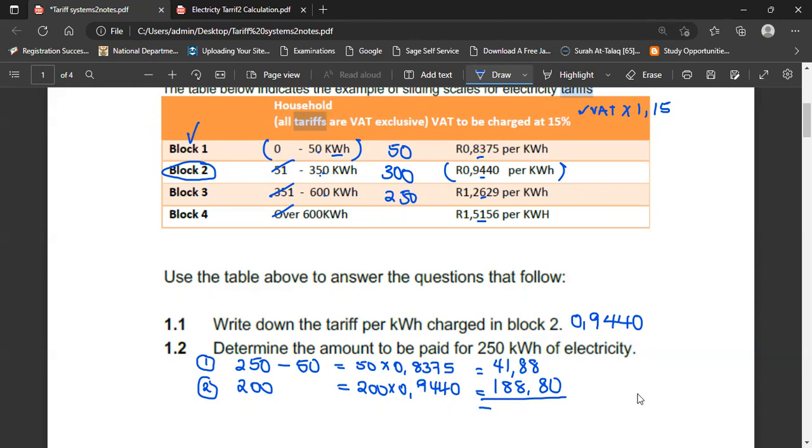You get the answer as 230,68. That's how we get it. But remember, this cost here does not include VAT. What do you do? You need to include VAT. And we said, including VAT, we multiply by 1,15. And we have our final answer as 265 rands and 28 cents. That's how we get this answer here.